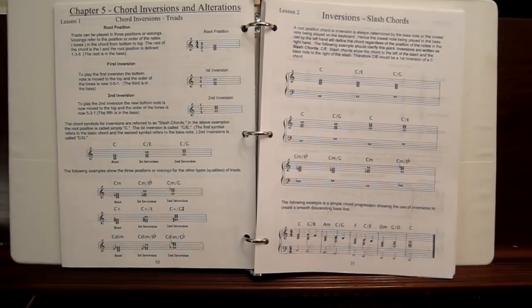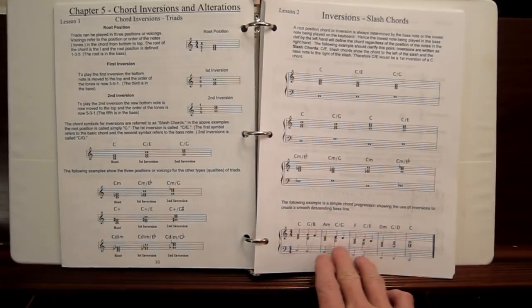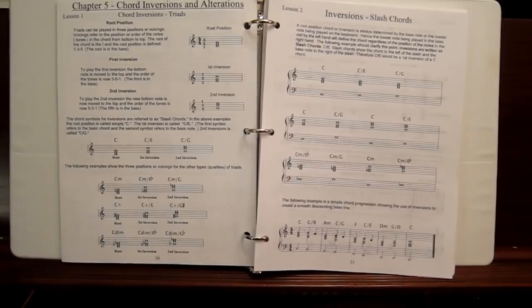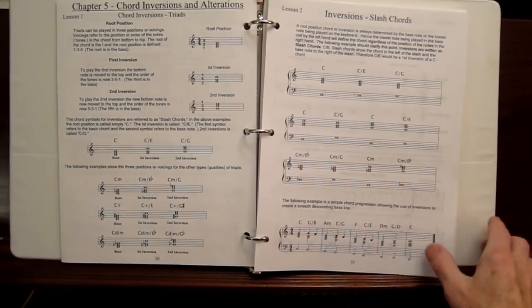And then if you play the third in the bass and play the chord in any position, you're always going to have a first inversion. If you play the G in the bass, and you can play the C chord in any inversion in your right hand, it's going to be a second inversion. So now, important thing is to learn how that will sound if you play different inversions through a chord progression.